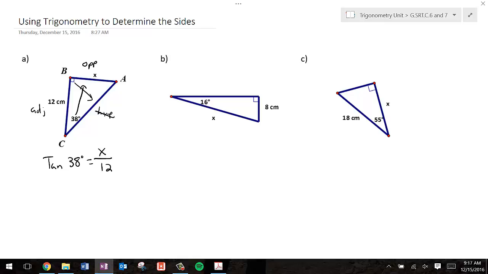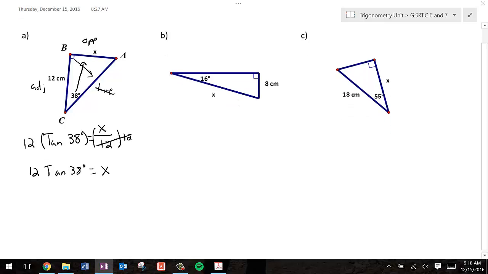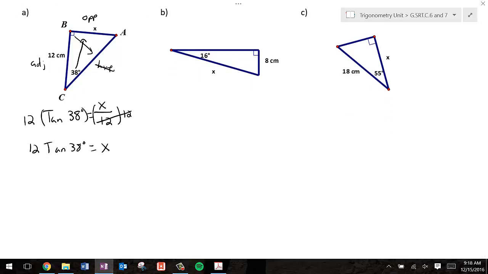In order to get x on its own, just like we would solve any other algebraic problem, I'm going to multiply both sides by 12. And I'm left with 12 times the tangent of 38 degrees equals x. Remember that angle has to carry with our tangent or cosine or sine ratio. Now, just so you can see it, the tangent of 38 is going to give me 0.7813.